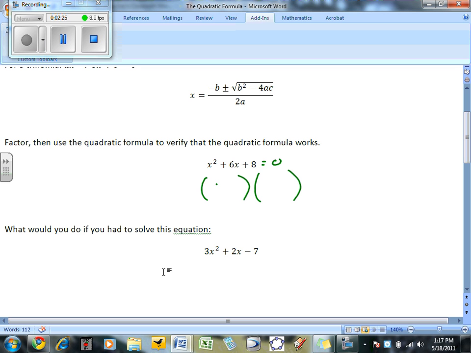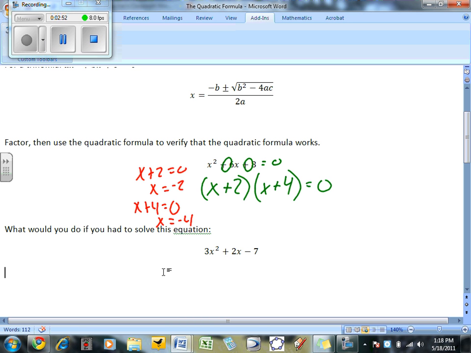Let's factor. We know they're both going to have an x. This sign tells me the signs are going to be the same, and this sign tells me they're both positive. I need two numbers that multiply to be 8 and add up to be 6. I know those two numbers are 2 and 4, and that equals 0. When we solve that, remember we set both of these factors equal to 0, so x plus 2 equals 0 and x plus 4 equals 0. So x equals negative 2 and x equals negative 4.